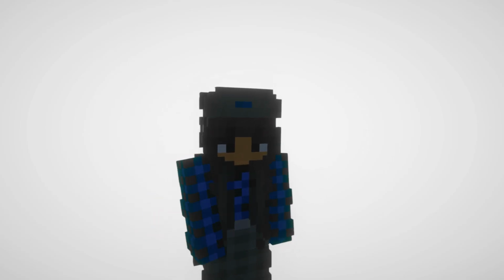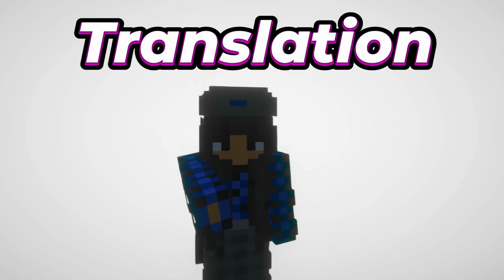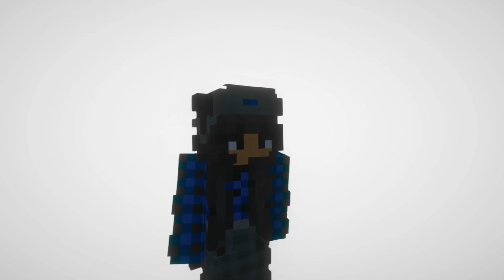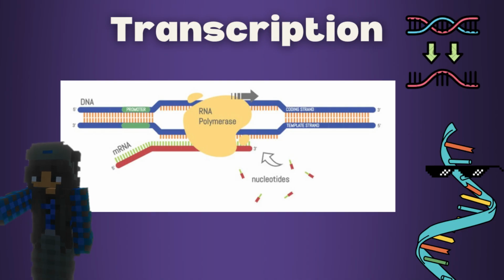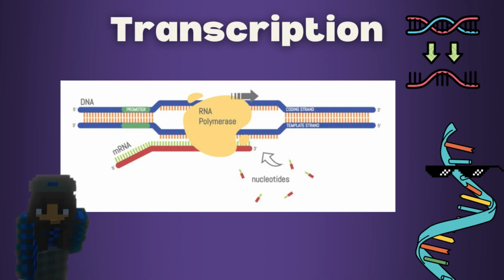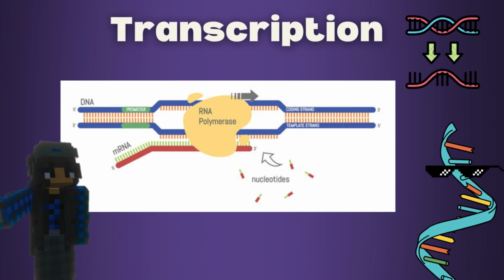Okay, so in this video, we're going to be talking about transcription and translation. They are the steps that help our cells produce proteins. So let's start with RNA transcription. This is the process where DNA is used as a template to create messenger RNA, or mRNA. The first step is to access the DNA inside the cell's nucleus.